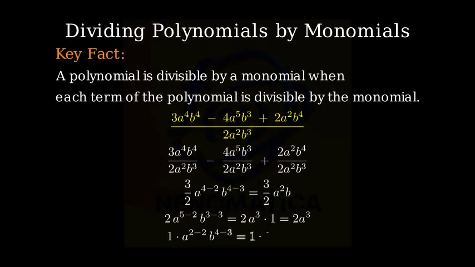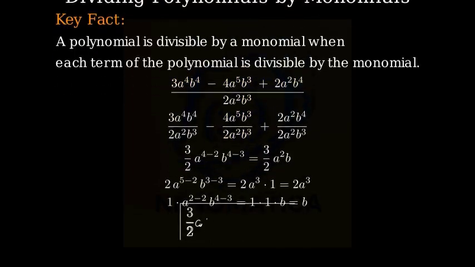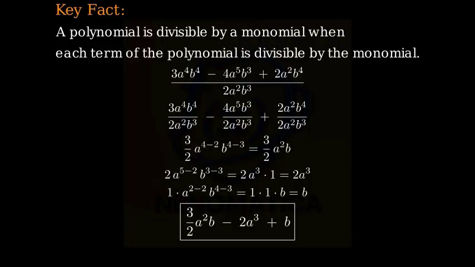For the third fraction, 2 divided by 2 equals 1. A squared divided by a squared gives us a to the power of 0, which is 1. And b to the fourth divided by b cubed gives us b. So we get b. Combining these terms, we get our final answer for the first problem: 3 halves a squared b minus 2a cubed plus b. Let's move on to our second example.